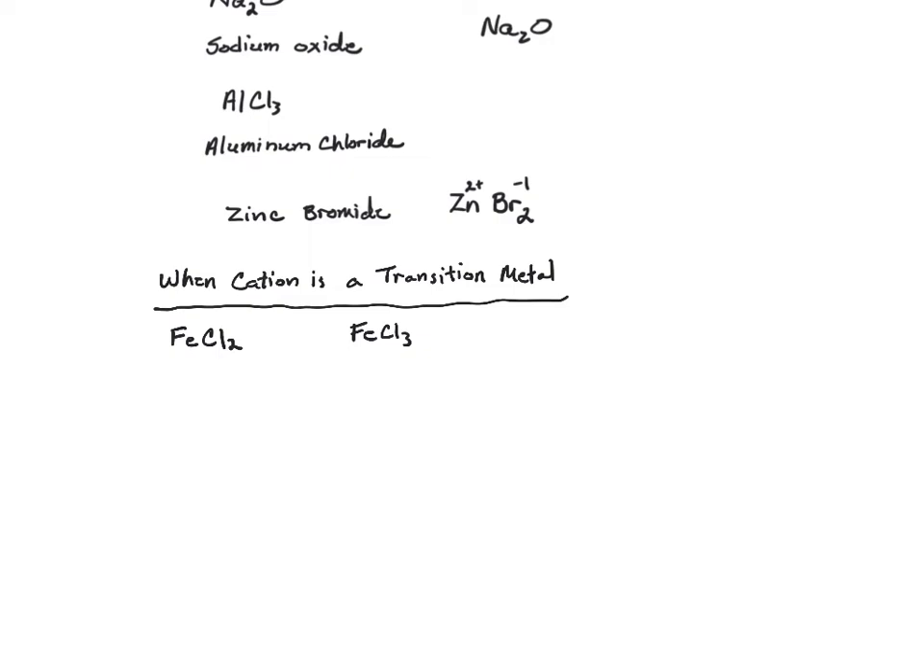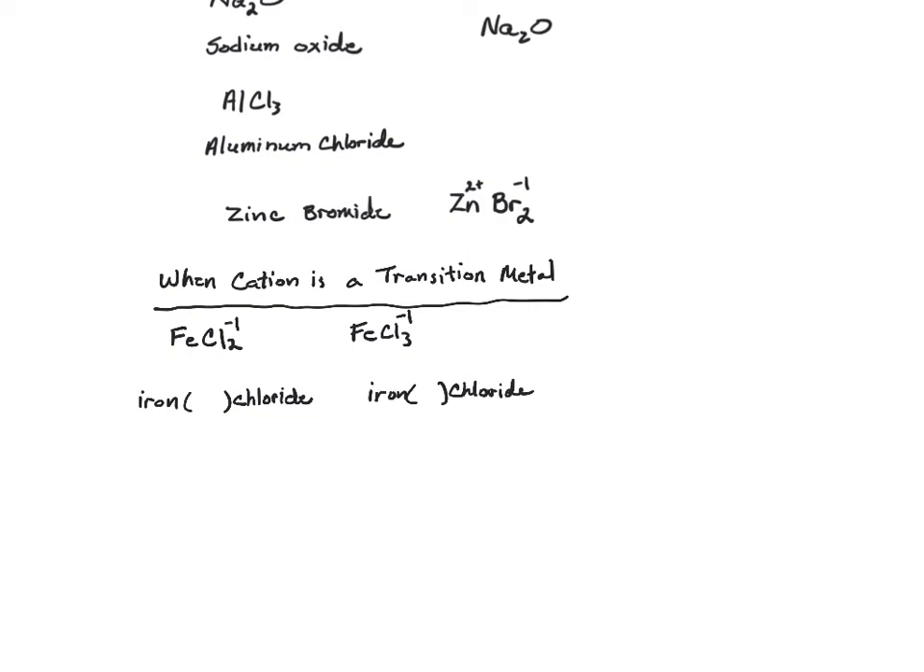And here's how we do that. We start off by naming it like we normally would, which would involve calling them both iron chloride. Now the difference between the 2 is going to show up in parentheses between the names of the cations and the anions. What we do is we look at the charge on chlorine, which is -1, and that's true in both cases.